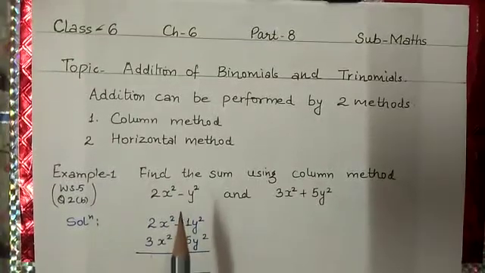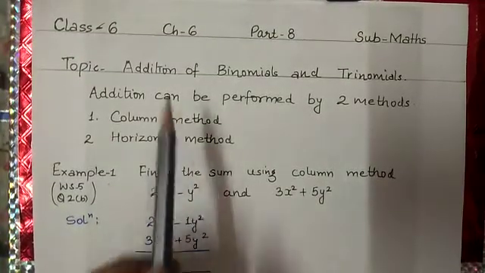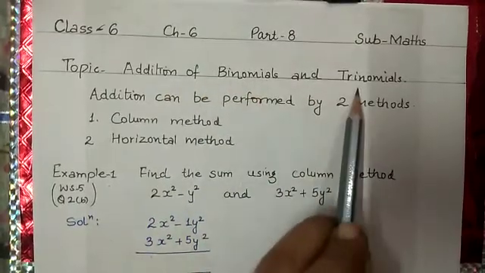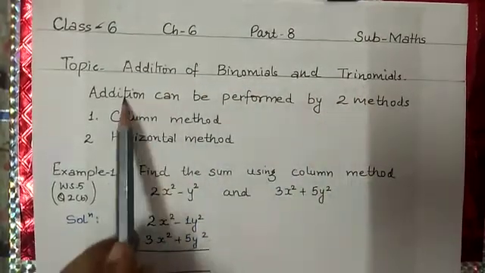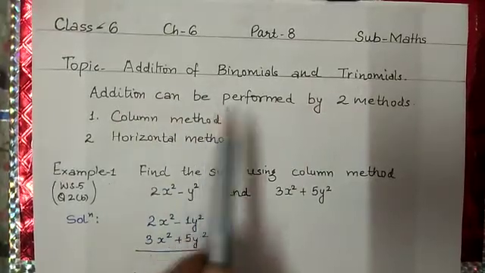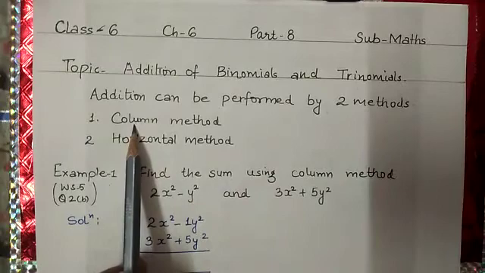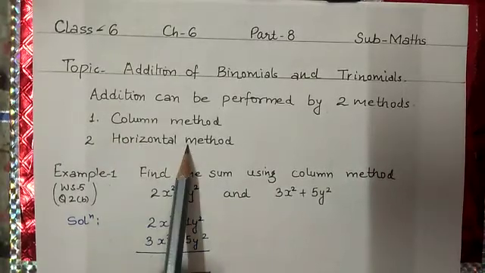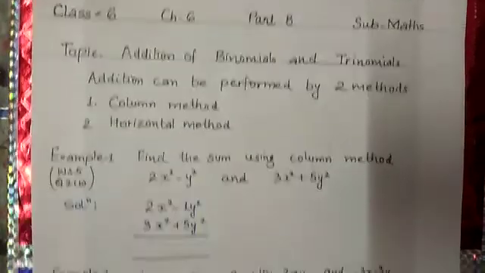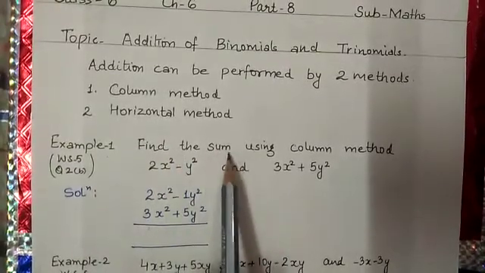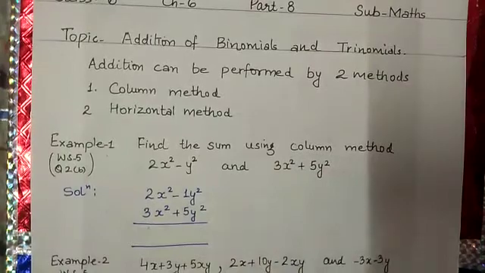Students, today we are going to discuss addition of binomials and trinomials. Addition can be performed by two methods. First is the column method, another is the horizontal method. First example, we are finding the sum using the column method.